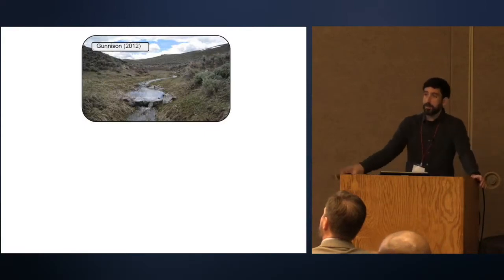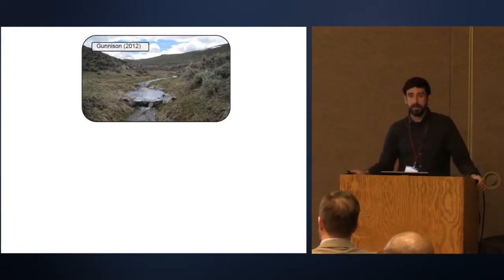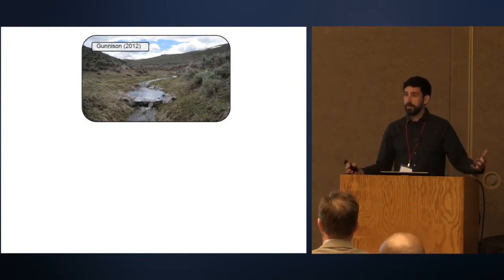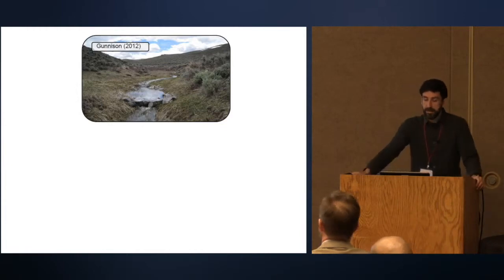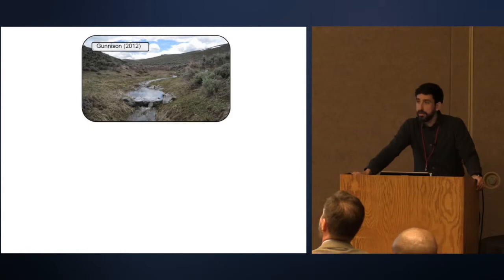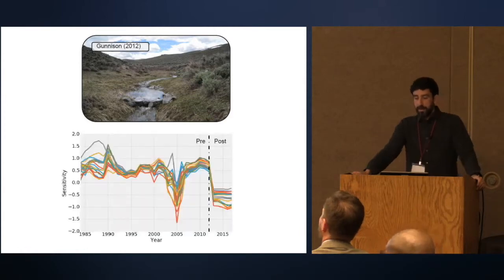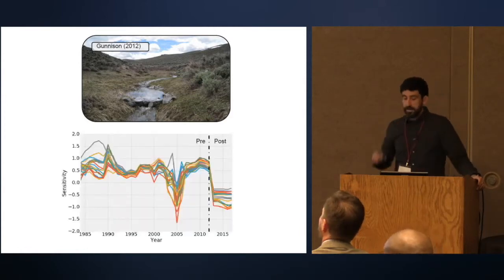Okay, so now I want to circle back to these projects that I started off with, that we know some intervention has occurred, some restoration has taken place, and see how they look from a monitoring perspective using this tool. So this is Gunnison. Again, this is the restoration using the Z-dike structures that started back in 2012. And this is what that looks like over time.